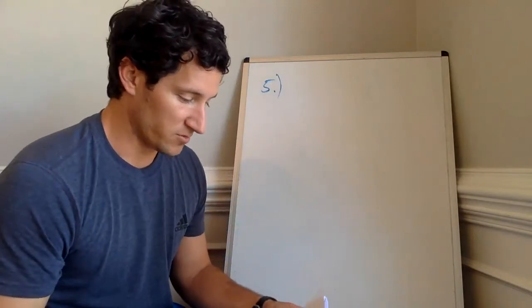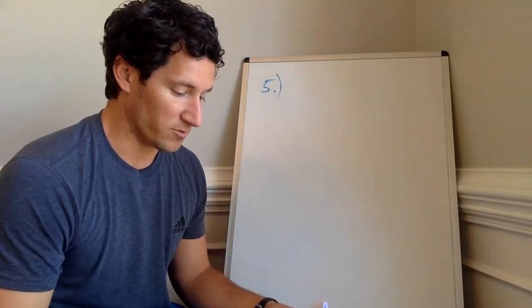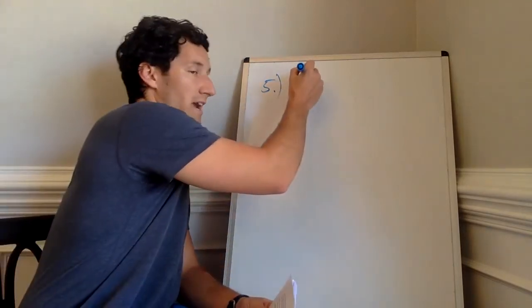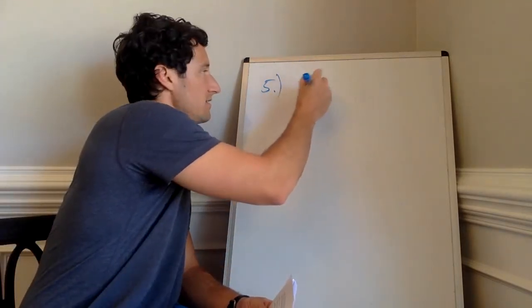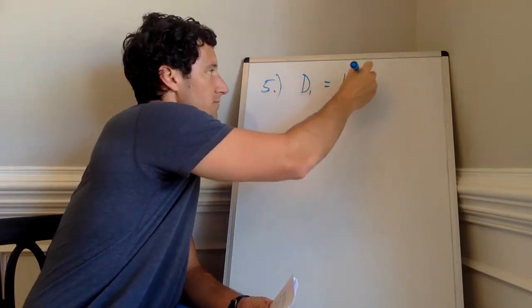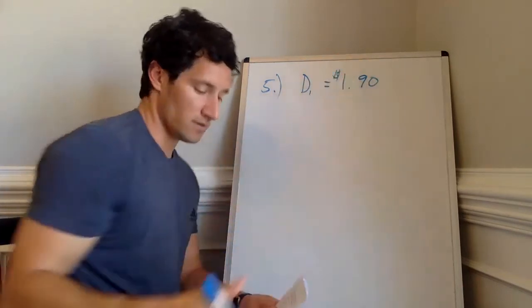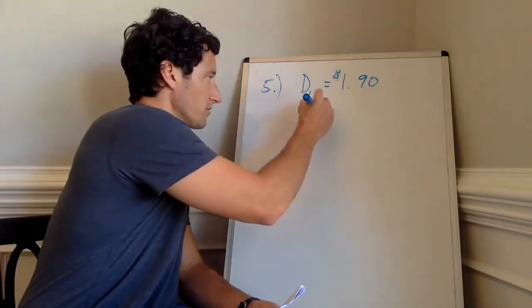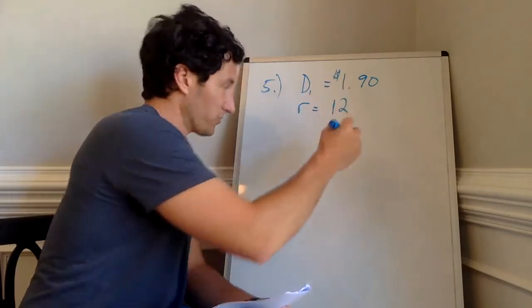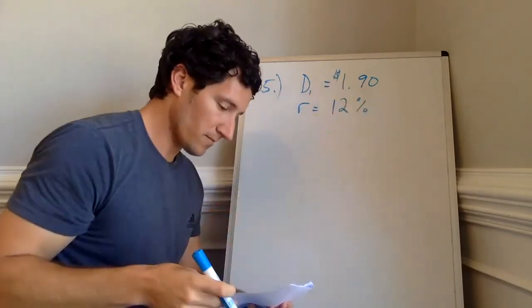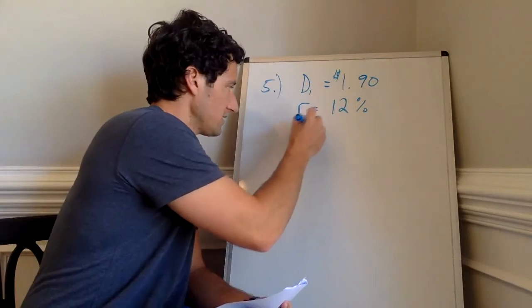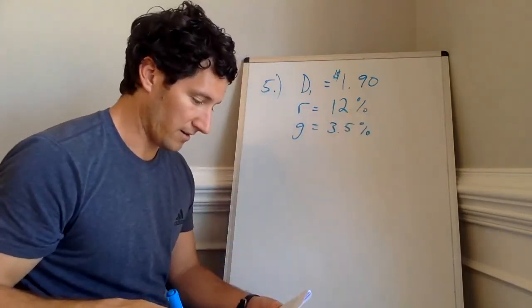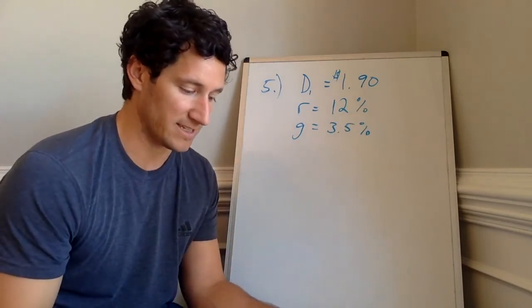So first it says, this morning you purchased a stock that will pay an annual dividend of $1.90 per share next year. All right, so remember, next year, next dividend is going to be D1. So you'll get $1.90 per share next year. Required return, 12%. Dividend increases at 3.5%. All right, so what will our capital gains be in dollars?